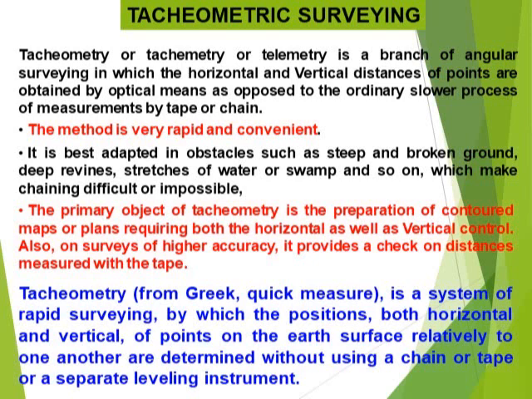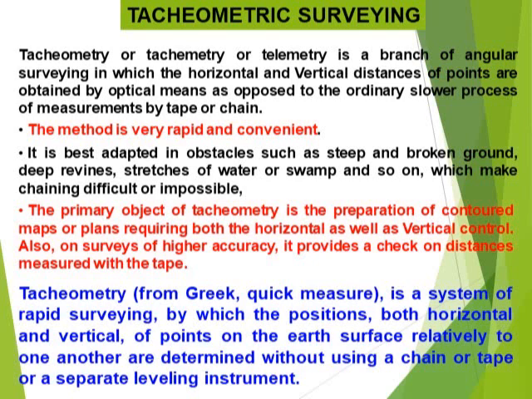What is tacheometry? Tacheometry or telemetry is a branch of angular surveying in which the horizontal or the vertical distance of points is obtained by optical means, as opposed to the ordinary slower process of measurements by tape or chain. This method is very rapid and convenient.